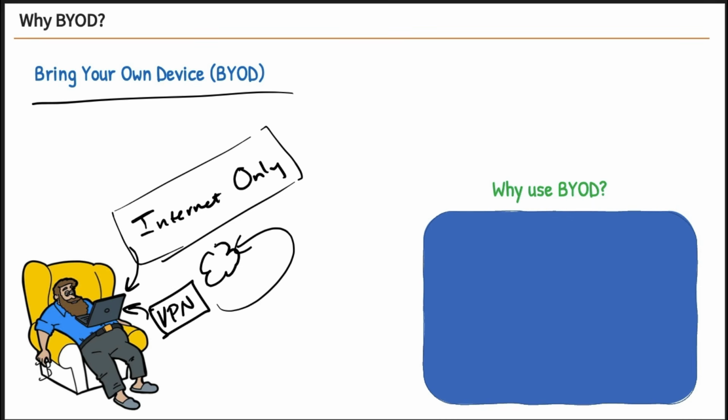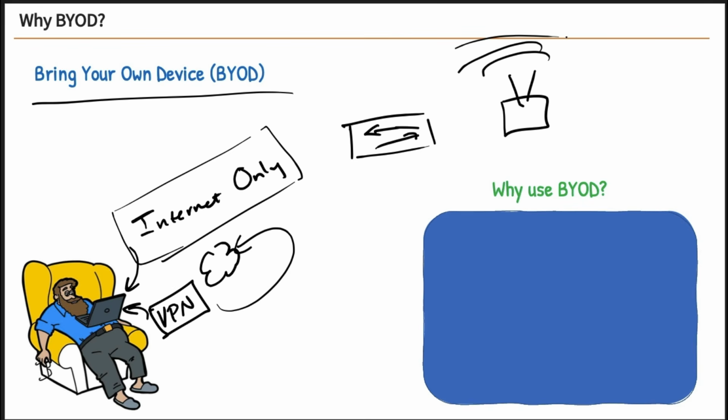Or maybe we want to allow their endpoint directly onto the network, whether it be wired or wireless, doesn't matter. But maybe we want them to have access to our internal network so that they can use that device to work with internally. However, with that does come risk.